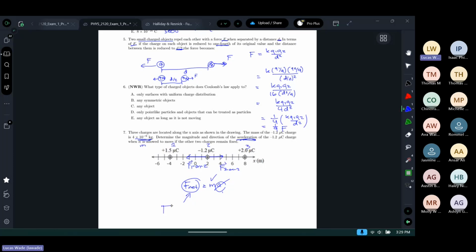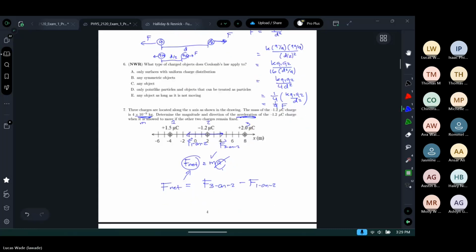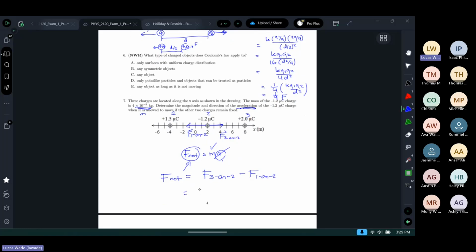And so I would calculate F net as the one pointing to the right, and then the one pointing to the left. And then I can use Coulomb's law to actually get those values. So the distance between charge 2 and charge 3 is this distance. So I'll call that R23. It happens to equal 6 meters. I'll just put R23 here.